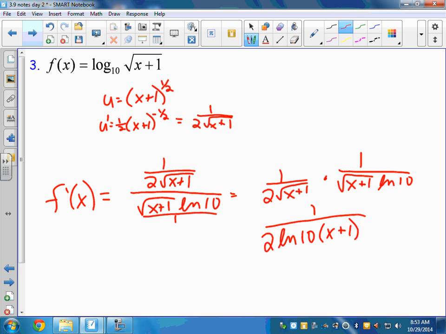So you wouldn't distribute the 2x plus. You could distribute the 2 to the x plus 1. Also okay.